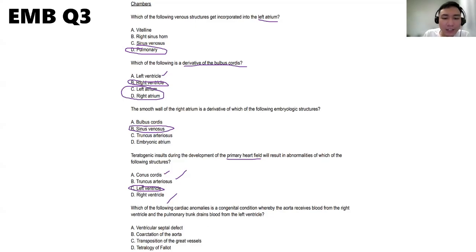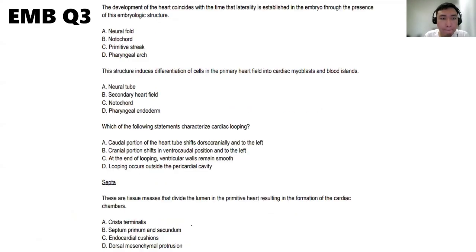So which of the following cardiac anomalies is a congenital condition where the aorta receives blood from the right ventricle and the pulmonary trunk drains blood from the left ventricle? So baliktad, no? Para nag-transpose. So yung right ventricle napunta sa aorta, yung left ventricle napunta sa pulmonary trunk. So that's your transposition of the great vessels. Tetralogy is the PROV: pulmonary stenosis, right ventricular hypertrophy, overriding aorta, and ventricular septal defect. Coarctation of the aorta is when nagkaroon ng narrowing of your aorta.